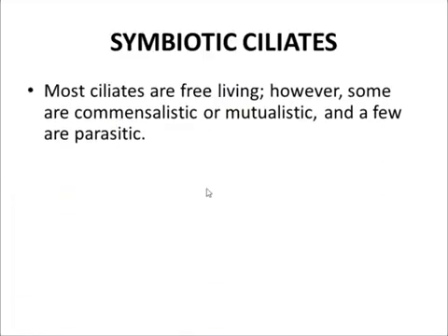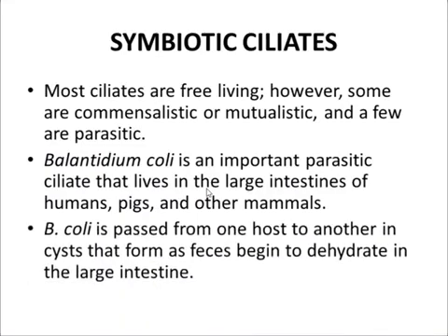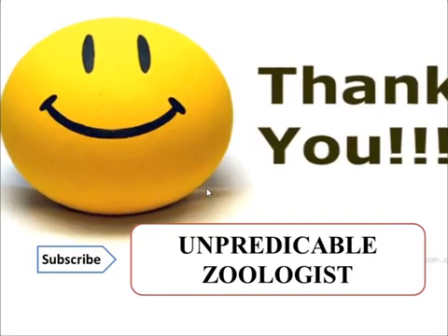So now we'll discuss the symbiotic ciliates. Most ciliates are free living, however some are commensalistic or mutualistic, and few are parasitic. Balantidium coli is an important parasitic ciliate that lives in the large intestine of humans, pigs and other mammals. B. coli is passed from one host to another in cysts that form as feces begin to dehydrate in the large intestine. So guys, this was all about the phylum Ciliophora.